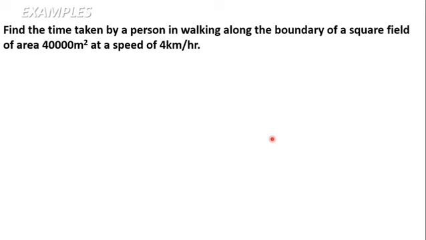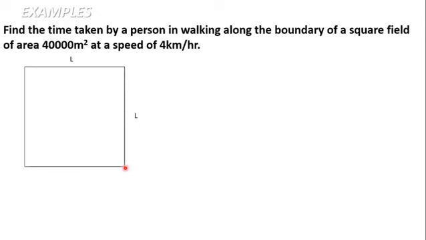Let's go again. It says, find the time taken by a person to walk round a square field of area 40,000 meters squared at a speed of 4 kilometers per hour. So first we have a square, and the area of this square is 40,000 meters squared. Obviously we know that the length of the square will be equal all around. So you have L there, you have L there, which is length like that.